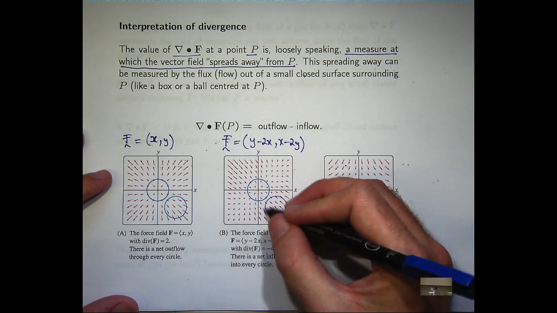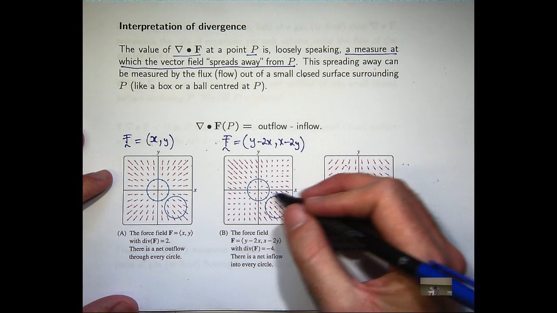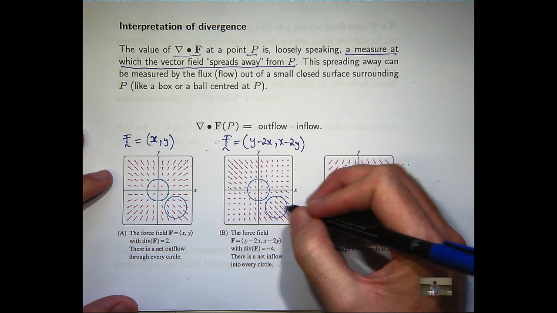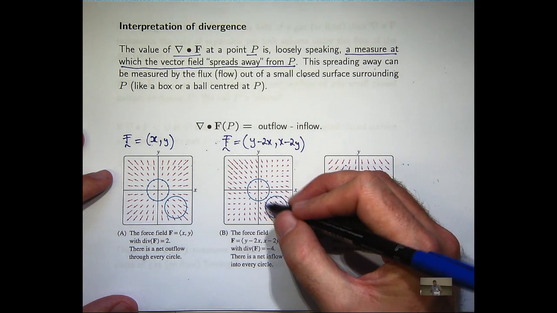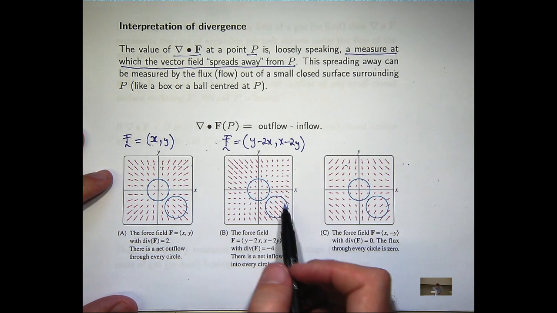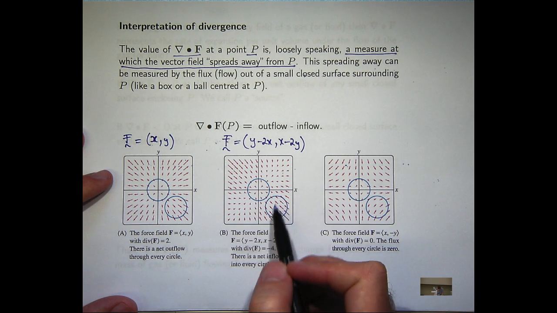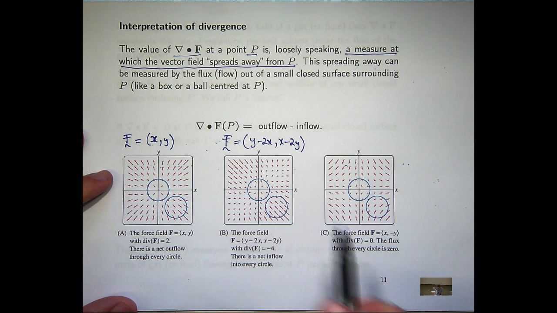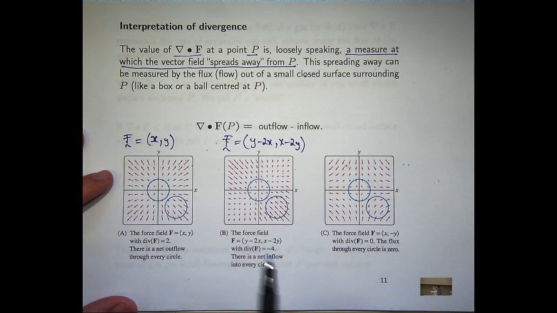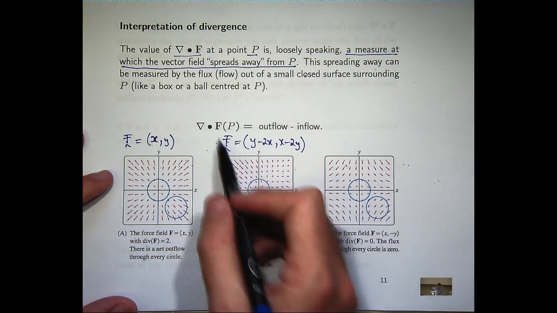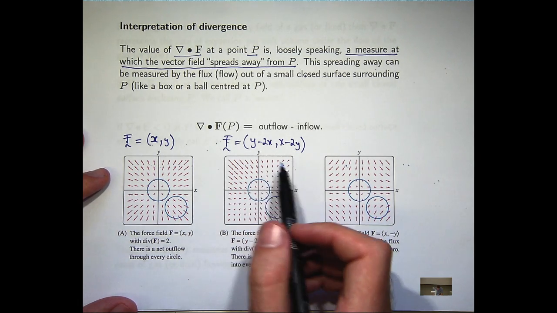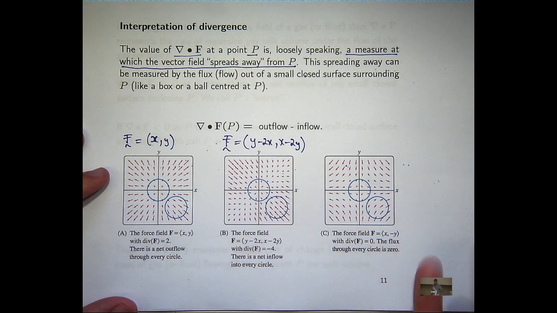And again, let's draw another circle somewhere else. We can see there's much more inflow than outflow out of this circle. So again, we would expect the divergence at all points inside this circle to be negative. And in fact, if you calculate the divergence, it's -4. So it's a constant no matter where you are in the plane.